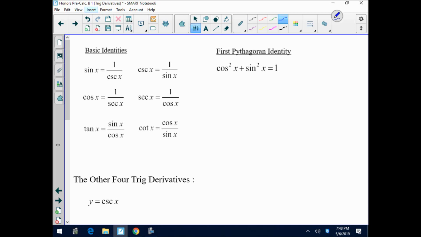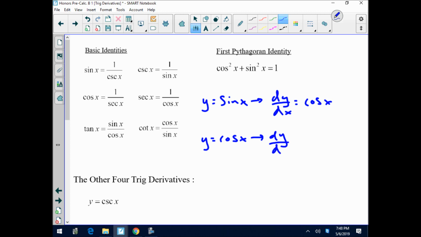Alright guys, so in this video we are going to talk about the derivatives of the other four trig functions. We said in class that the derivative of sine x is cosine x, and the derivative of cosine x is negative sine x.